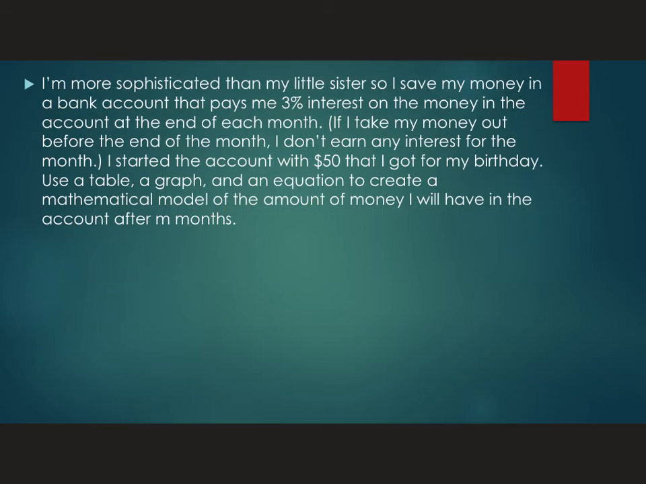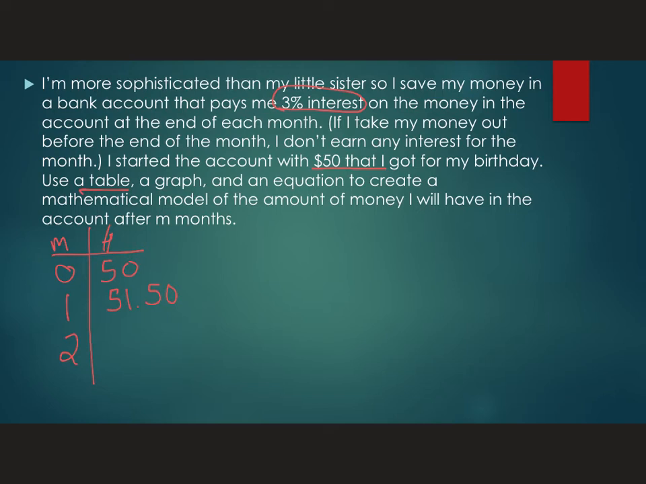So once again, we are going to start with our table. I know that I earned 3% interest each month, and I started out with $50. So this is M, my number of months, and this is the amount of money. So month 0, I put in $50. At month 1, I get 3%, which is $1.50 on $50. So I have $51.50. Month 2, remember it's going to give me 3%.